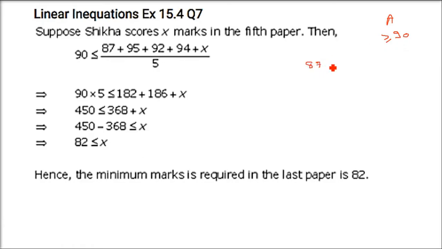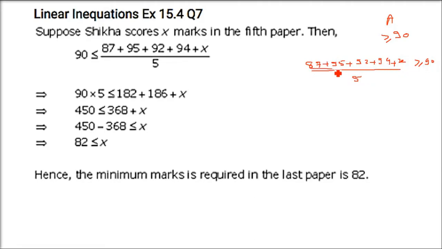Shikha scored 87, 95, 92, 94 in the first 4 papers. How much must she score in the last paper to get a grade A? Let us assume it to be x. Just add them and take the average. The number of observations is 5, and that has to be greater than or equal to 90. The threshold is 90, then only she is going to get grade A.